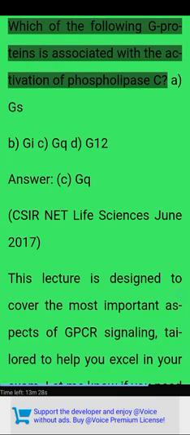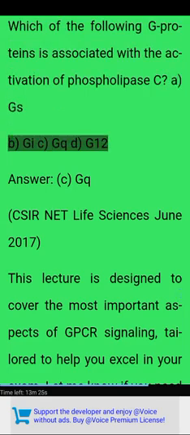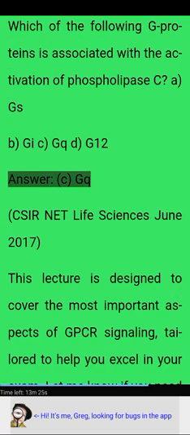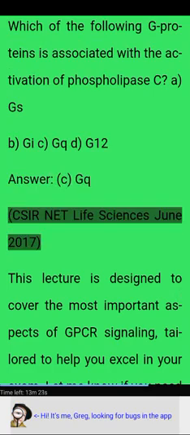Which of the following G proteins is associated with the activation of phospholipase C? A. Gs. B. Gi. C. Gq. D. G12. Answer: C. Gq. CSIR NET Life Sciences, June 2017.